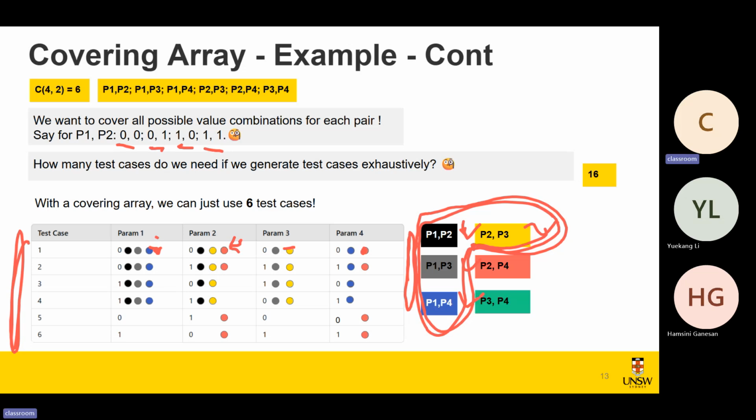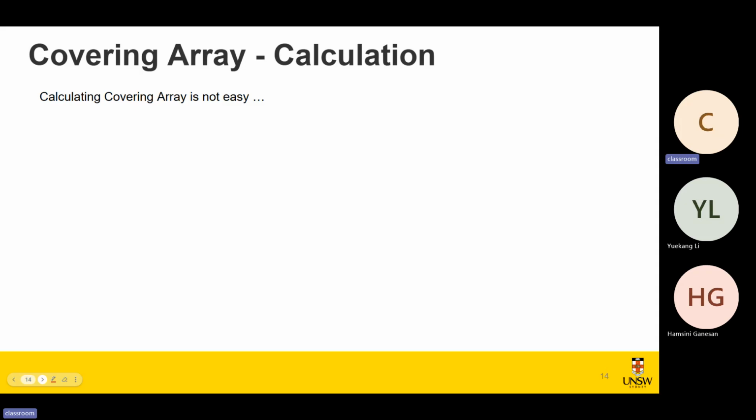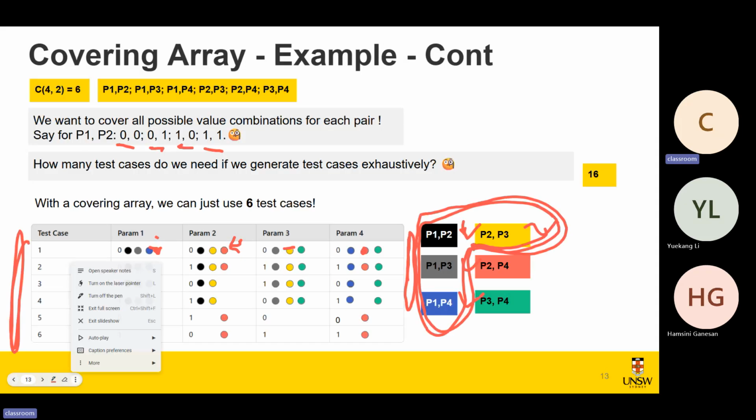And for P3 and P4, we can do the same thing here. We can see that we can use test case 1 to cover 0, 0. We can use test case 4 to cover 0, 1. We can use test case 3 to cover 1, 0. And we can use test case 2 to cover 1, 1. So basically, we only need 6 test cases here for us to cover all the pairs in this sample program.